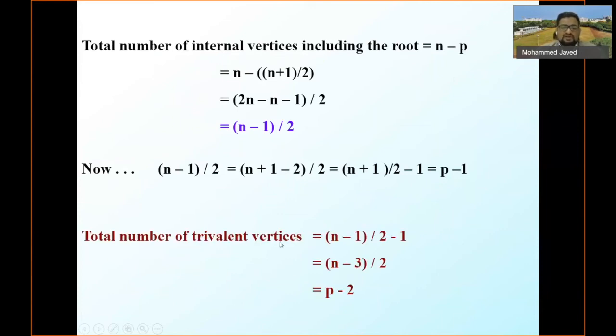So the total number of trivalent vertices is equal to n minus 1 divided by 2 minus 1, which I will simplify to n minus 3 divided by 2. If I represent this in terms of pendant vertices, it would be p minus 2. So the total number of trivalent vertices in terms of pendant vertices is p minus 2.